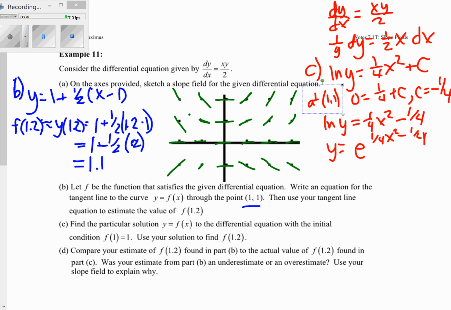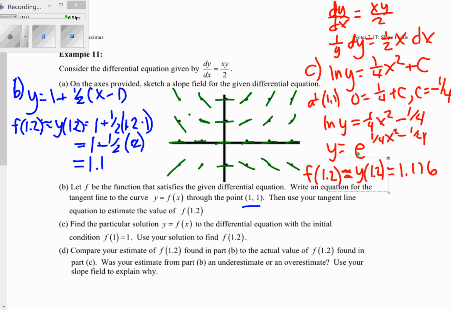And use your solution to find f(1.2), which we can approximate by y(1.2). Actually, this is equals, right? Because we found an exact solution. And plug that in, and you get about 1.116. Okay.